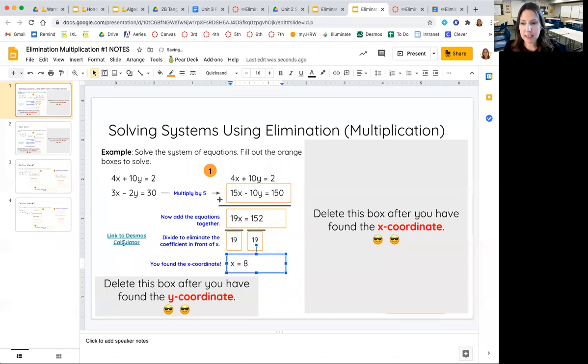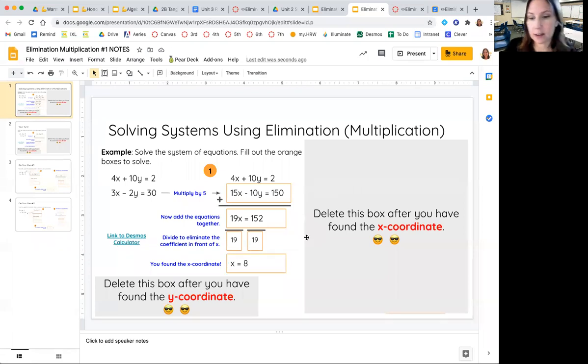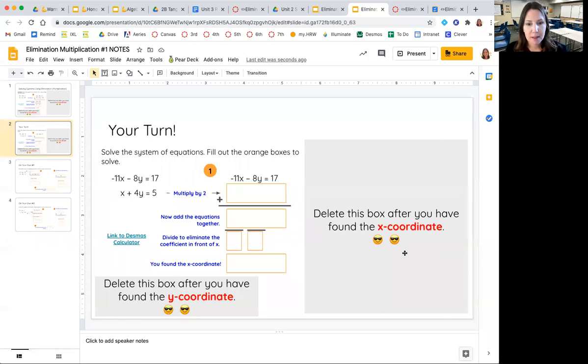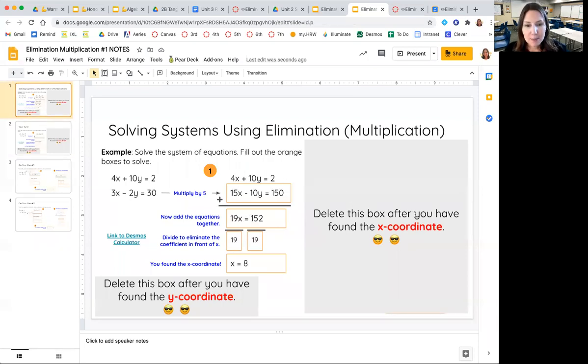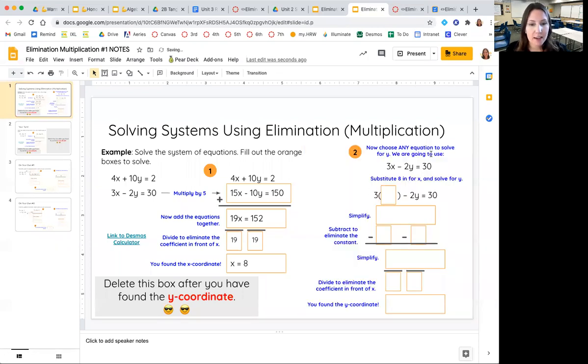I do have a link to a Desmos scientific calculator if you need a calculator for dividing those. All right, so we have found our x coordinate. Remember, that's halfway there. So now I'm going to reveal the rest of our problem. It says delete this box after you have found the x coordinate. We have done that, so delete it. And there's our next work.